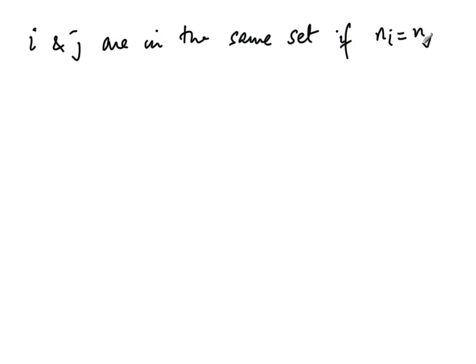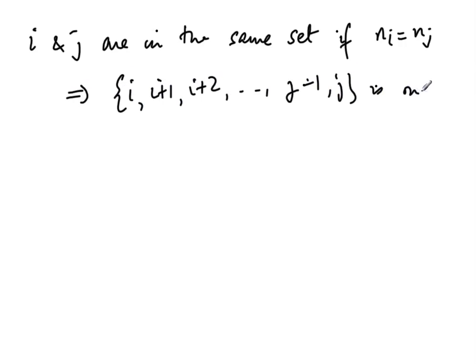if N_i is equal to N_j, and this implies that i plus 1, i plus 2, up to j minus 1 and then j is one set, right? So if i and j belong to the same set and i is less than j, then everything in between must also belong to the same set. Of course, sets are disjoint because two different sets cannot share an i. If two sets share an i, then both of them have the same N_i, so it's the same set.